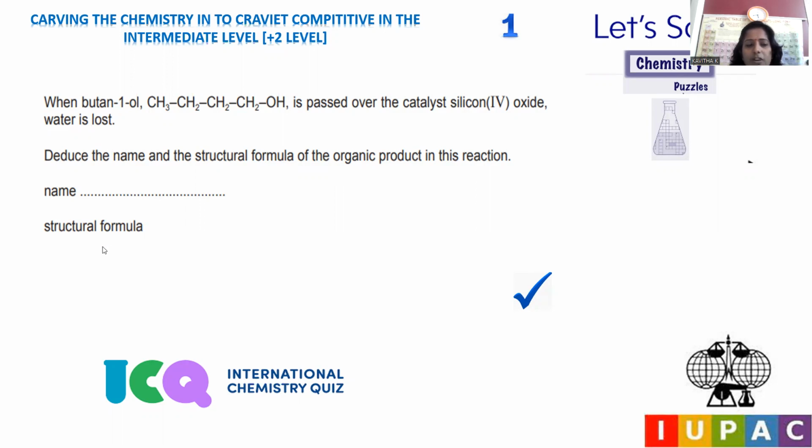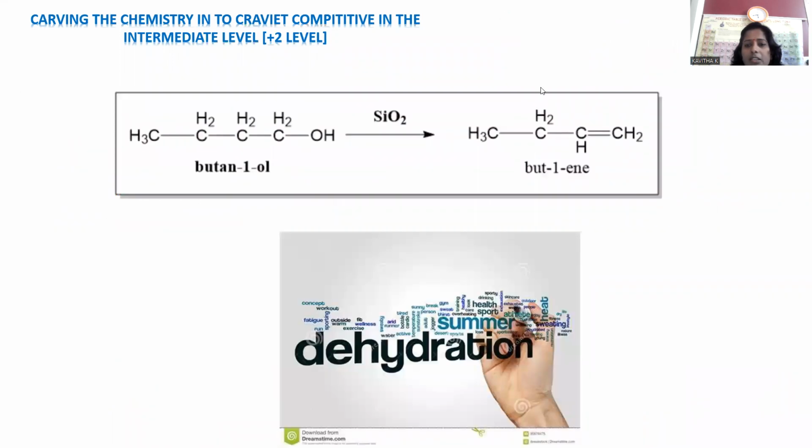Name and structural formula are required to be filled, right? So whenever water is lost, we will get a dehydrated product called an alkene. That alkene might be butene. The process is called dehydration, and SiO2, silicon dioxide, is the dehydrating agent. OH from carbon number 1 and hydrogen from carbon number 2 are removed as water, and we will get 1-butene, an unsaturated alkene, as the final product.